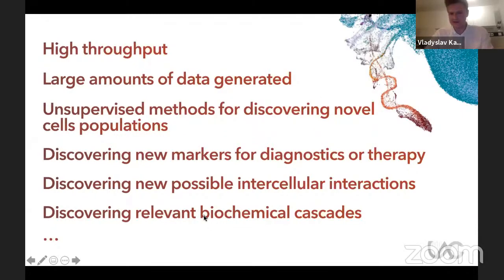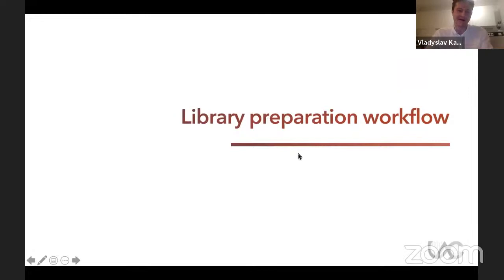But all of this nice stuff can only be possible in the case when you can prepare a good library, a good DNA library. The pre-processing, the wet lab part, is a very important part. That's why it's necessary to know how you should handle your sample, how you should proceed with your tissue.